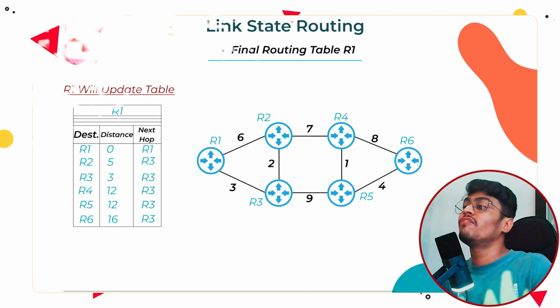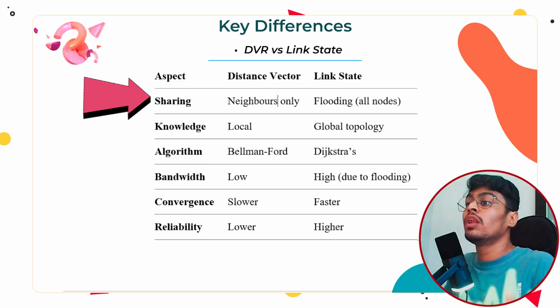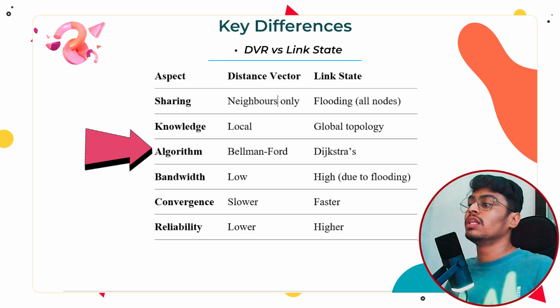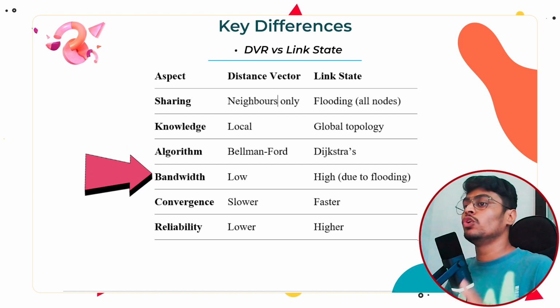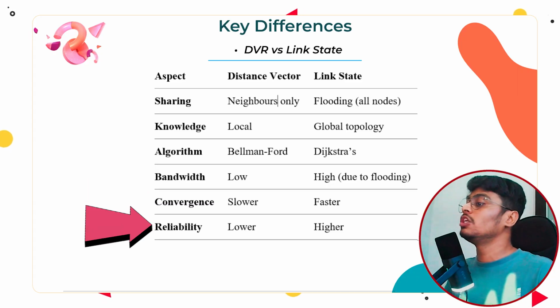Now what are the key differences from distance vector? Information sharing: distance vector shares only with neighbors, but link state floods to everyone. Knowledge: distance vector has limited knowledge, link state has global knowledge. Algorithm: distance vector uses Bellman-Ford, link state uses Dijkstra. Bandwidth: distance vector uses less bandwidth, but link state uses more due to flooding. Convergence: link state converges faster due to global knowledge. Reliability: link state is more reliable due to flooding.